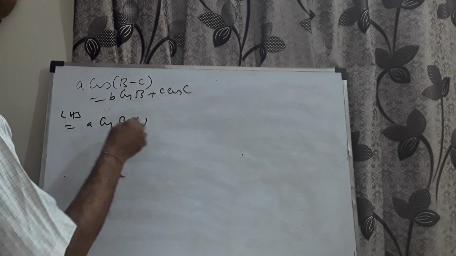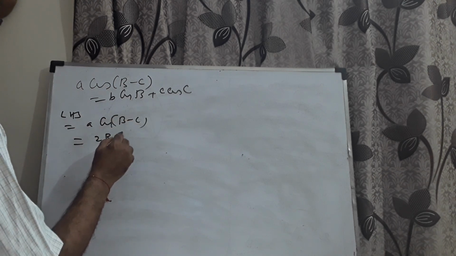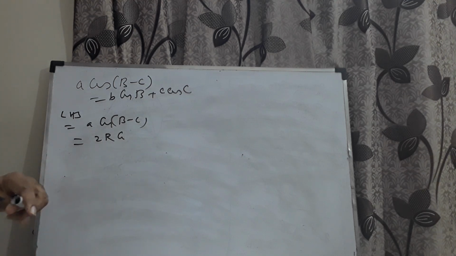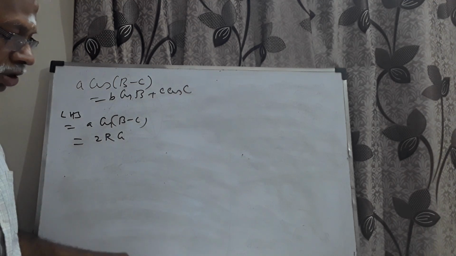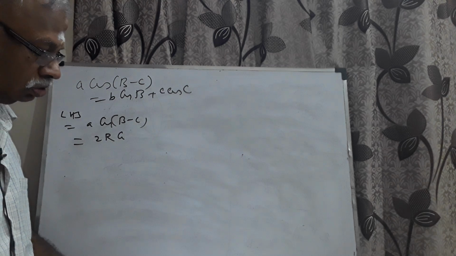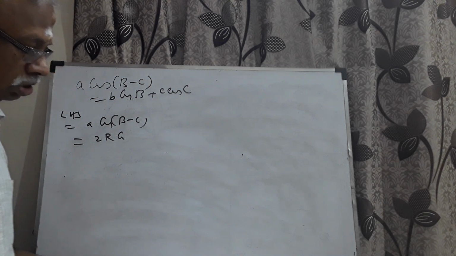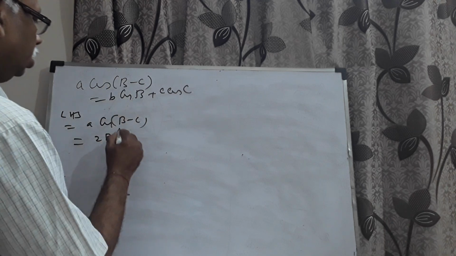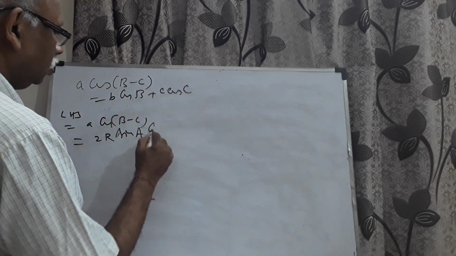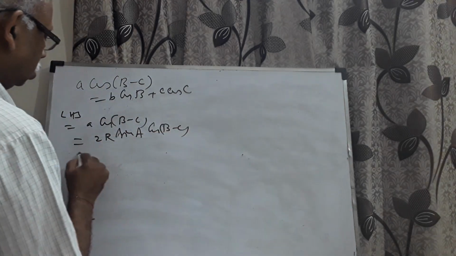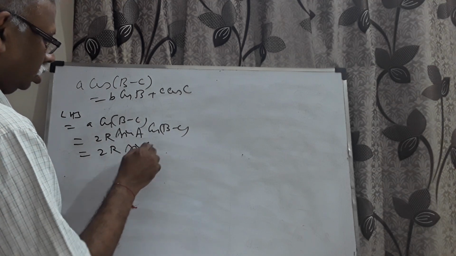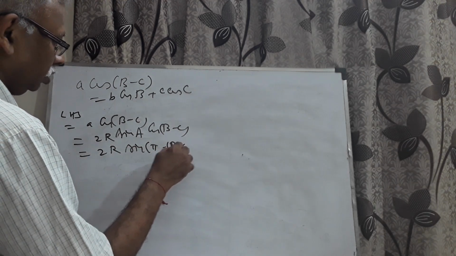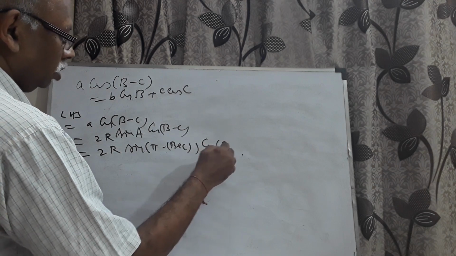a cos(B minus C) can be written as 2R sin A. I'll check the result whether it's right or wrong. Yeah, it's correct only. 2R sin A, just now we have seen. Okay, 2R sin capital A cos(B minus C). Therefore, 2R sin(pi minus (B plus C)) into cos(B minus C).